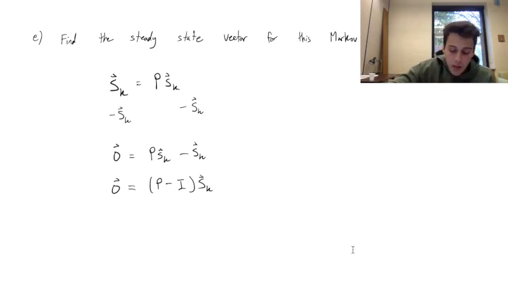Okay, so how would you solve something like this? Well, you know that, okay, suppose that you had a matrix vector product, AX equals B.